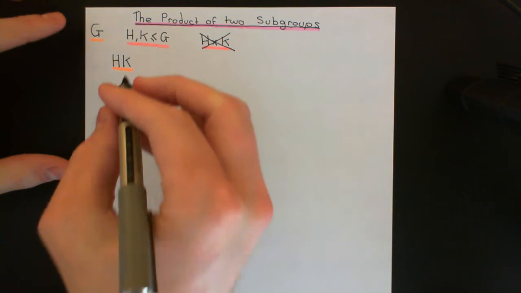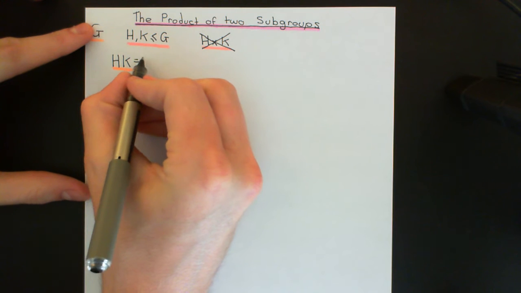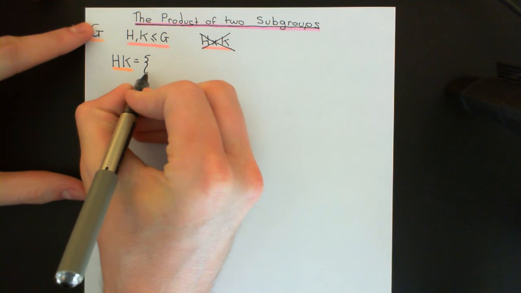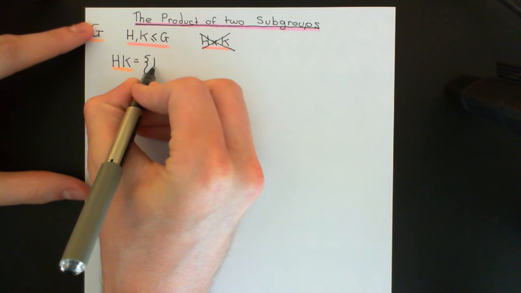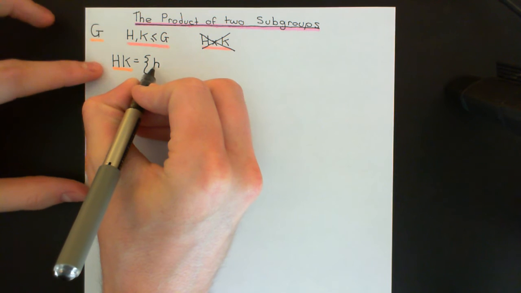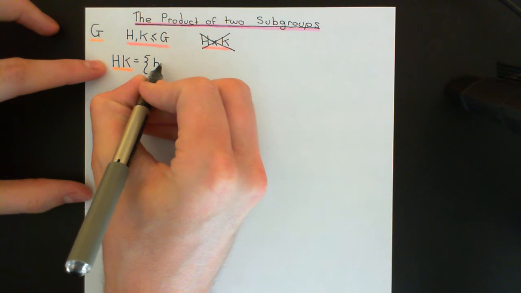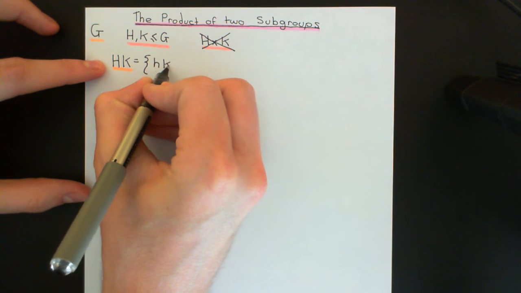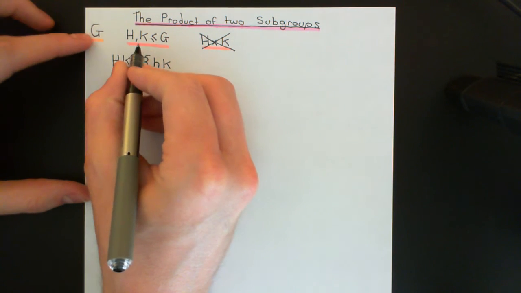Okay, and it's defined just to be the subset of the group that contains all elements that you can obtain by taking some element of capital H, which I'll call little h, and composing it with the group composition law of the larger group.